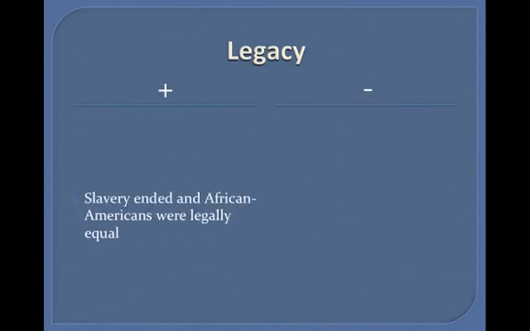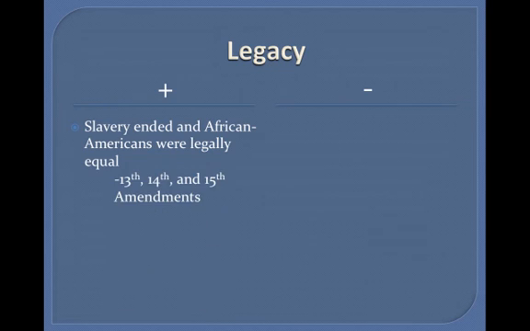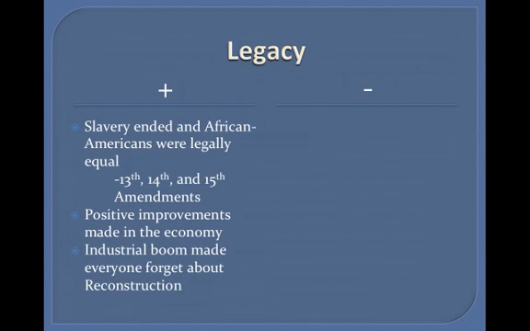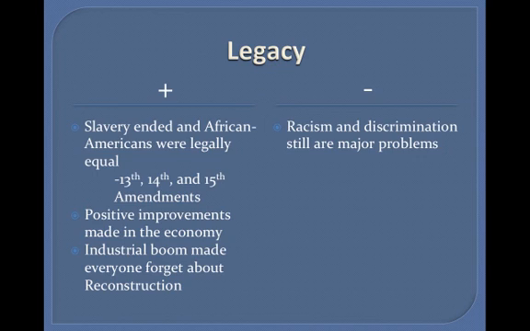Now, what are some positives and negatives of this time period? Well, positives are slavery ended and African Americans were legally equal with the 13th, 14th, and 15th Amendments. The economy also made some improvements, and industry really was going very well. The negatives, racism and discrimination never went away, and those are some major problems that people are going to have to deal with. The whole white supremacy thing is going to be lasting for a long time.